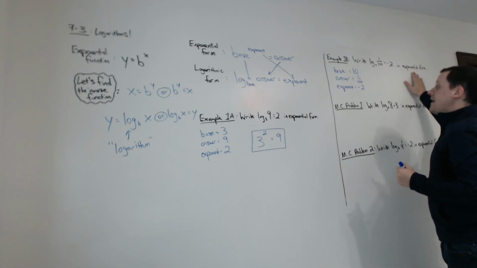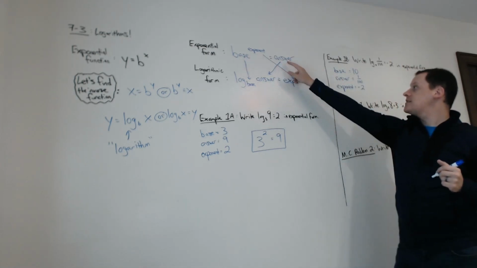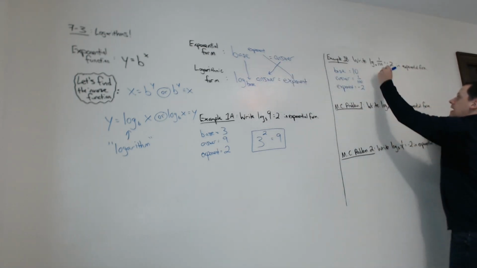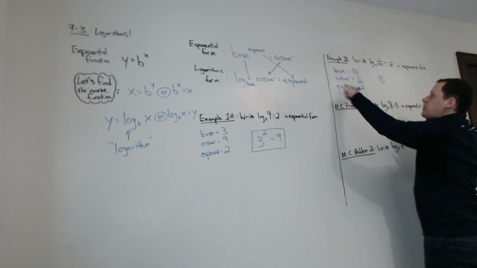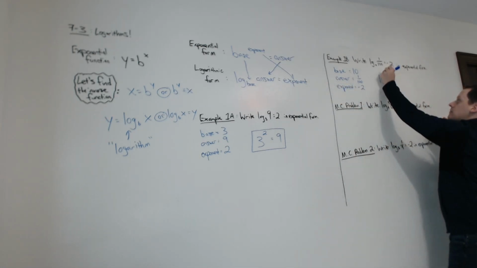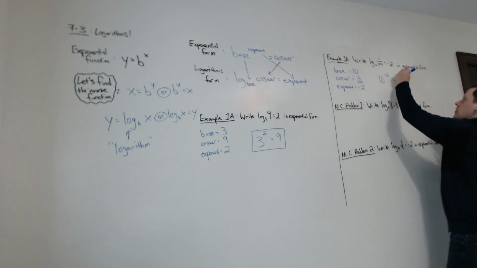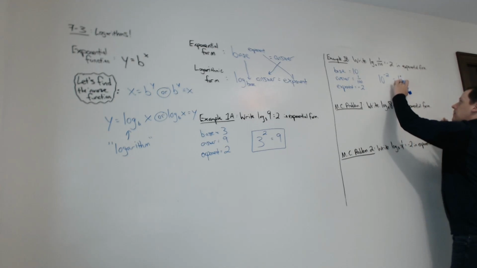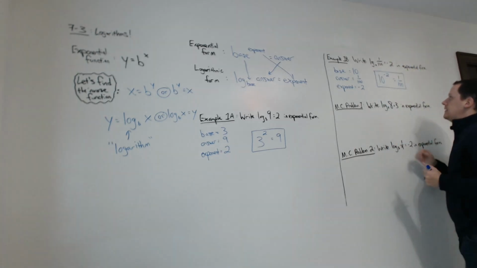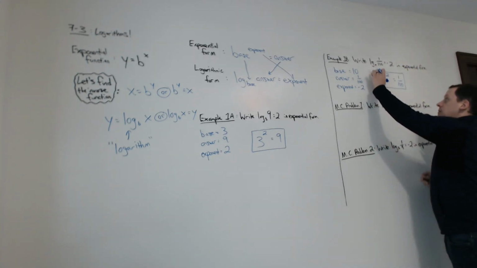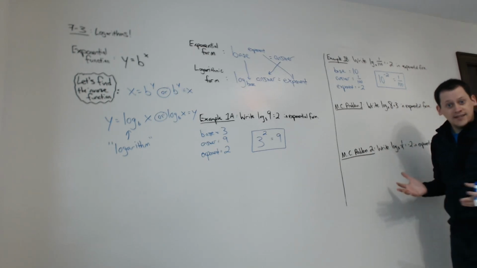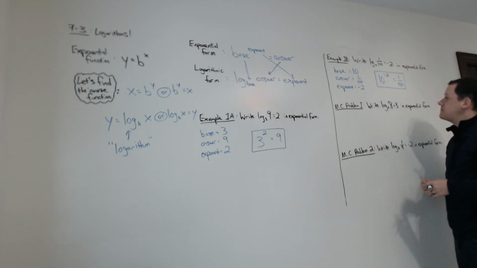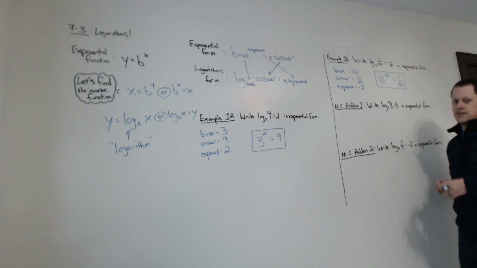So if we want to write that in exponential form, we need to write it like this. Base first is 10. The exponent is -2. And that equals the answer, 1 over 100. Maybe that's what you got. If so, great. If not, well, maybe you don't trust this.